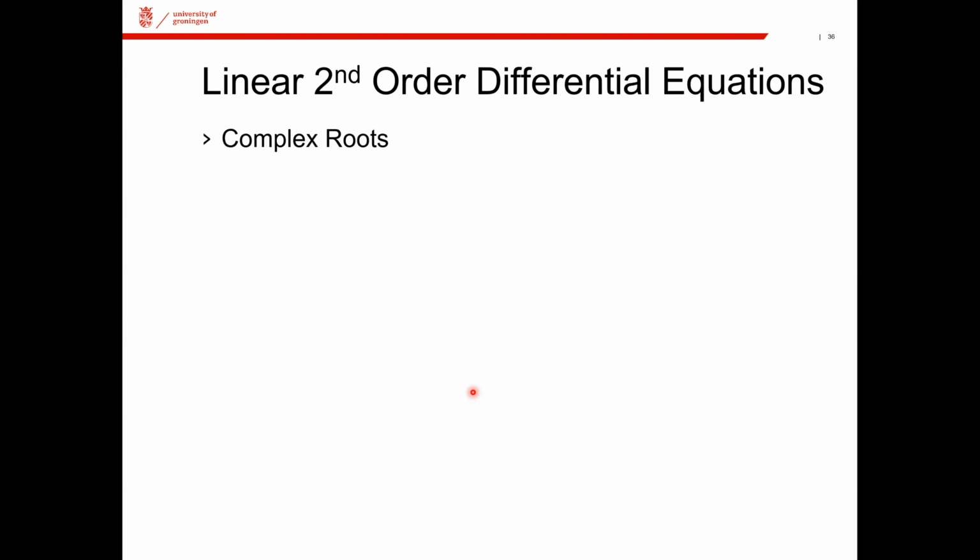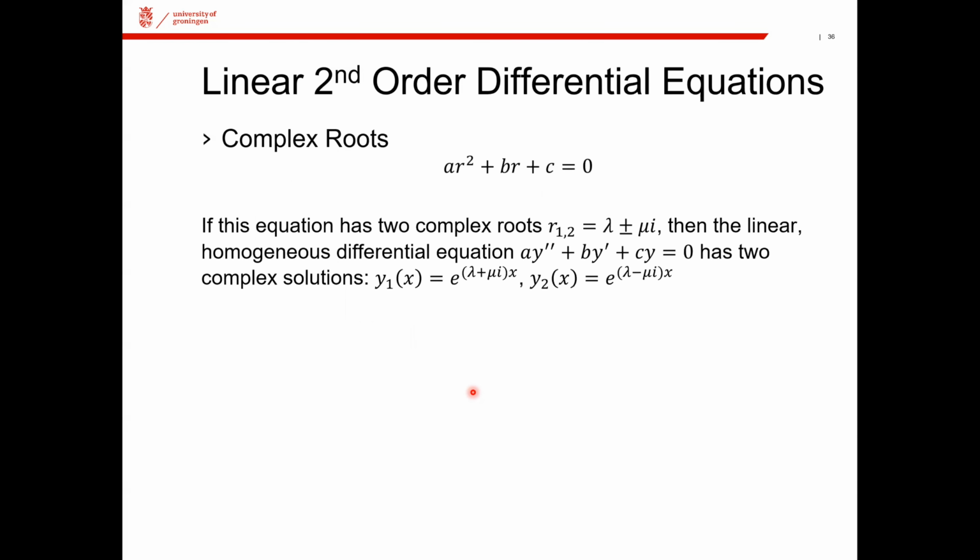Okay, the second type is the complex root. So if the equation has two complex roots, r1, r2 equals lambda plus minus mu times i, then the linear homogeneous differential equation has two complex solutions. Still, we just plug in the roots to here, and we will have two solutions.